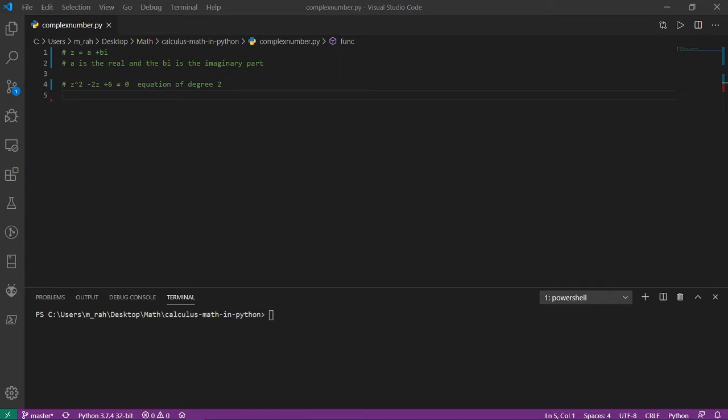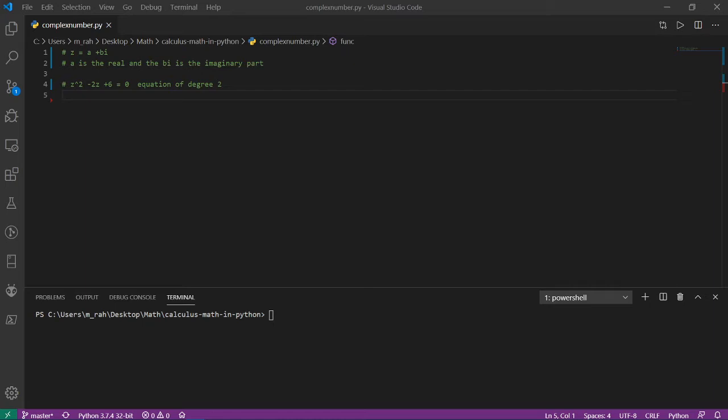In this video I will show you how you can create a Python script for an equation of degree 2, or quadratic equation, and this script will also solve for negative numbers, or complex numbers. If you are not familiar with complex numbers, a complex number is a number that can be expressed in the form a plus bi, where a is the real part and bi is the imaginary part.